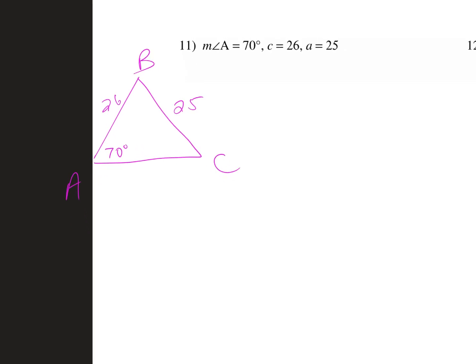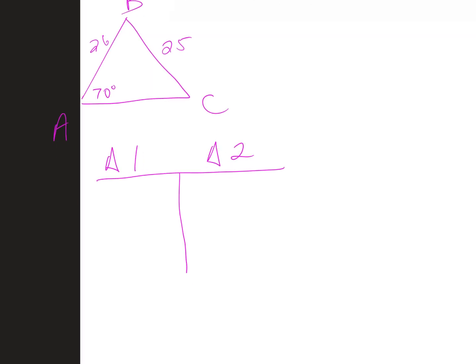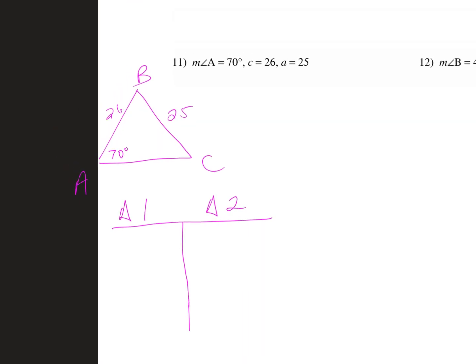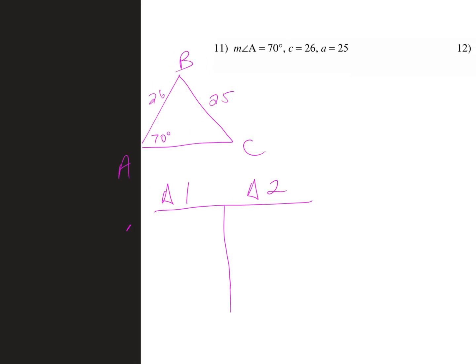So set up the possibilities. What are the possibilities that could be here? You could have one triangle, you could have two triangles, or you could have no triangles. The reason that is the case is because you have two sides and one angle. So whatever is given in the first triangle, if there is a second triangle, will be given there as well. So go ahead and write down, in this case, 70 for both angle A's.